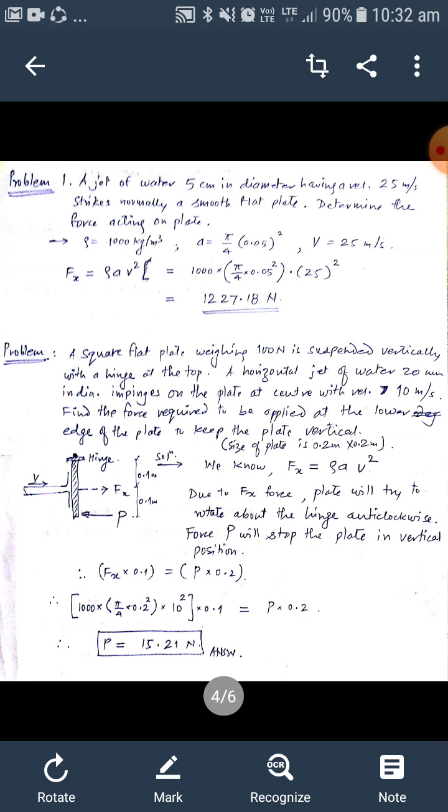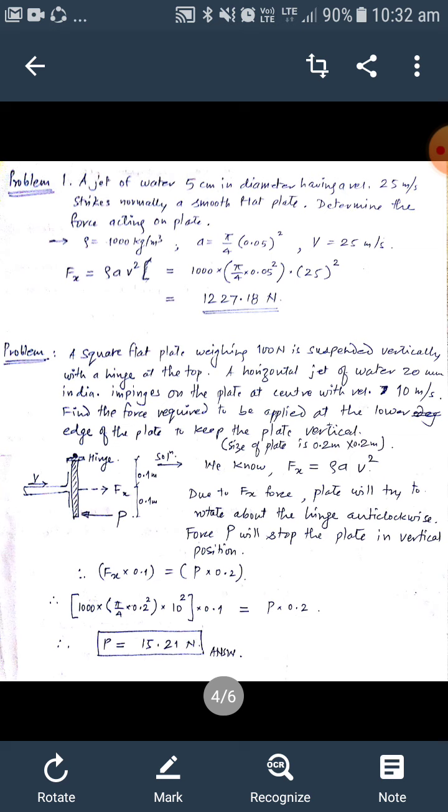I'll read it. A jet of water 5 cm diameter moving with velocity 25 meter per second strikes normally a smooth plate. Determine the force acting on the plate. Now the plate is fixed. We know the initial equation, case number 1. Fx is equal to rho a v square. Rho is 1000 kg per meter cube, that value we know. Area can be calculated as shown and velocity is given. So it is very straightforward, simple problem.